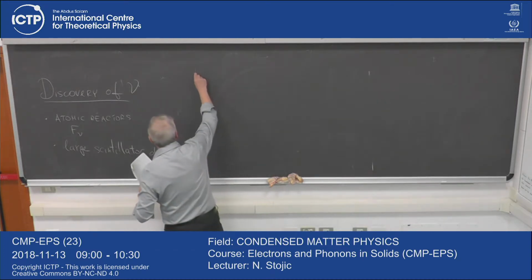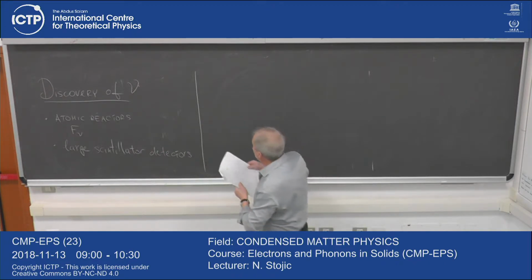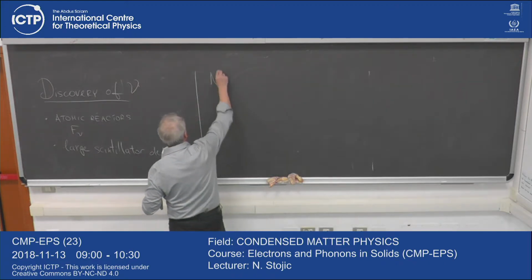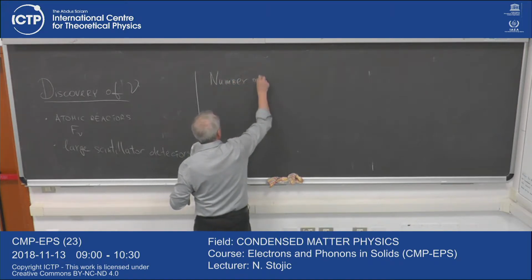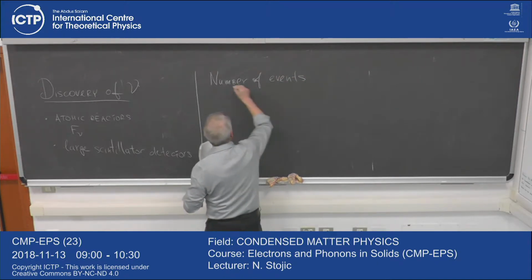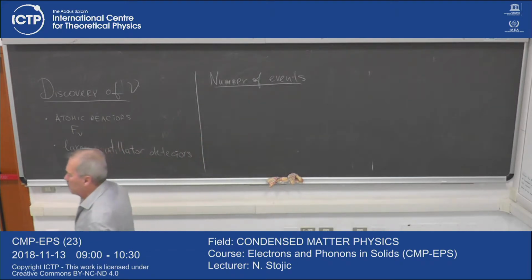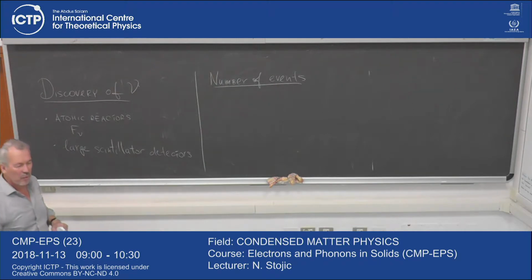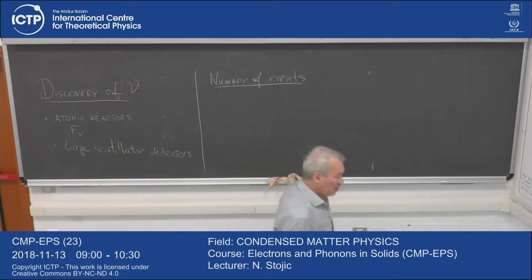But before this, I want to introduce how we compute the number of events, because this is what is important. You computed probability, cross-section. And then eventually you want to know what is the number of events you can observe.